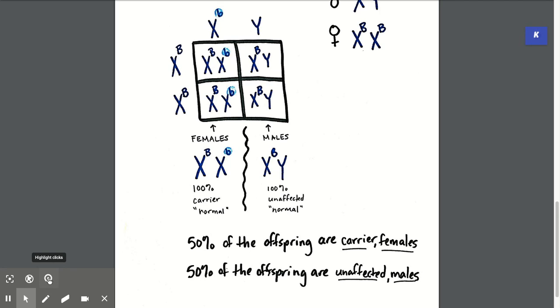I hope you found these problems interesting. The next video is going to be another example of an X-linked trait or sex-linked trait called hemophilia.